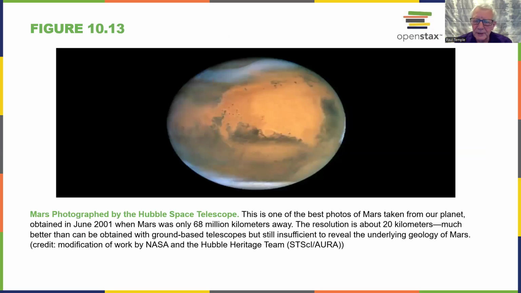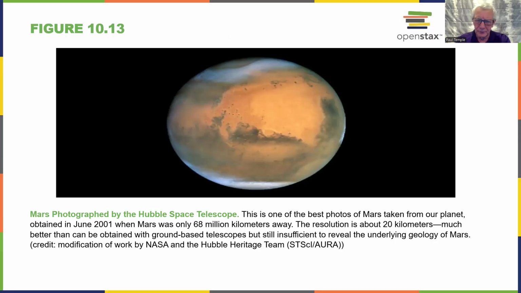This is one of the best photos of Mars taken from our planet, taken in June 2001 when Mars was only 68 million kilometers away. The resolution is about 20 kilometers, much better than can be obtained with ground-based telescopes, but still insufficient to reveal the underlying geology of Mars. So this is the Hubble spacecraft taking this image. And you can see some pretty great detail.